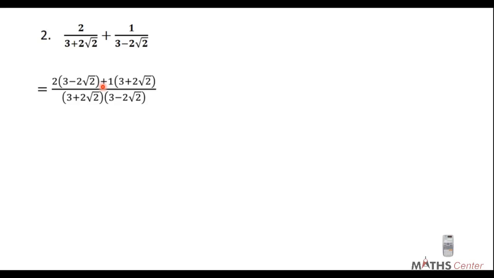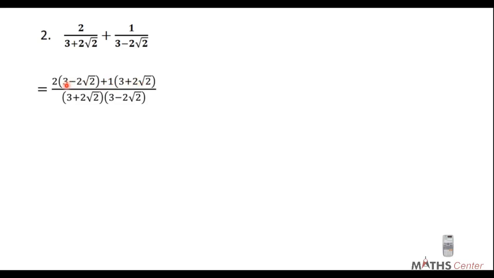Then our addition sign comes here. Now when you come here, the denominator is 3 minus 2 root 2. You divide that by the LCM, which is 3 plus 2 root 2, 3 minus 2 root 2, and you're going to be left with 3 plus 2 root 2. You multiply that result by the numerator, which is 1. So 1 times 3 plus 2 root 2.